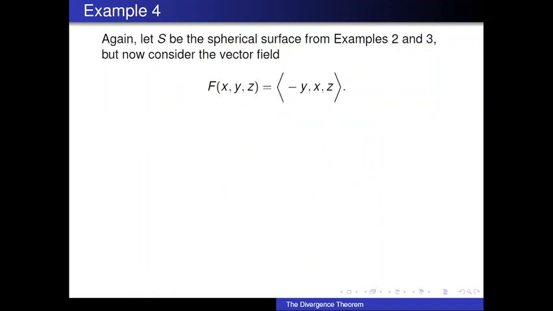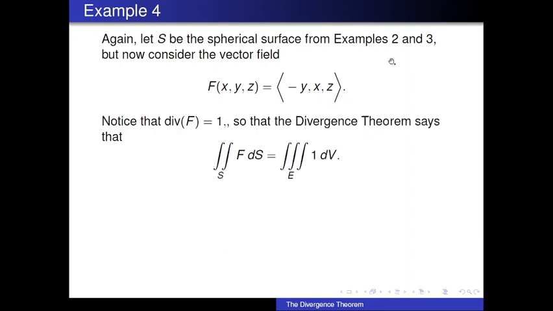All right, so then one more. So let's keep S as, again, this same sphere of radius 2 centered at the origin, same from the previous two examples. And now consider this vector field big F, whose first component is minus y, its second component is x, and its third component is z. Notice that the divergence is just going to come from this last one, right? Because we'll have 0 from the first component, 0 from the second component, and then 1 from the third component. So the divergence of F is the constant function equal to 1.